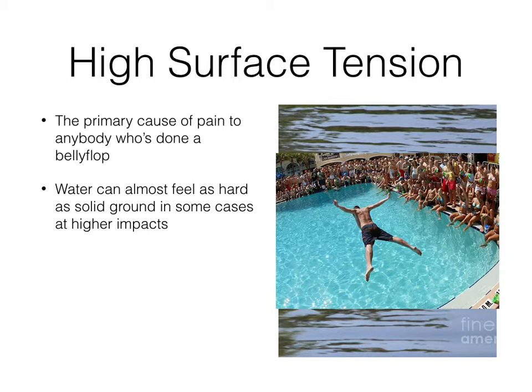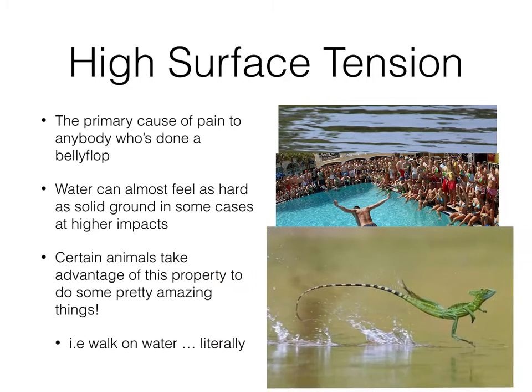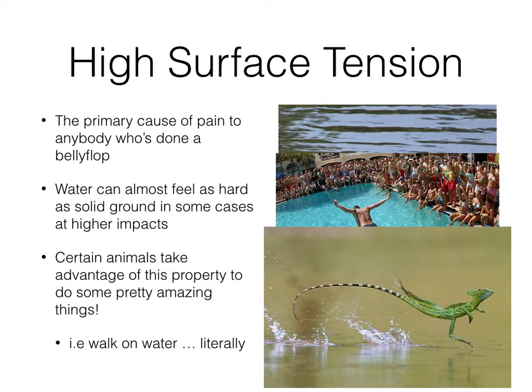Because water has high surface tension, it feels almost as hard as if you were on ground when you impact it at that kind of speed or force. Certain animals can take advantage of this property, and it allows them to do a couple of amazing things. One example is this lizard, which can run on water. This is because it has those big webbed feet, so it's slapping the water repeatedly, so the water acts as a solid, and that's what allows it to run on it.